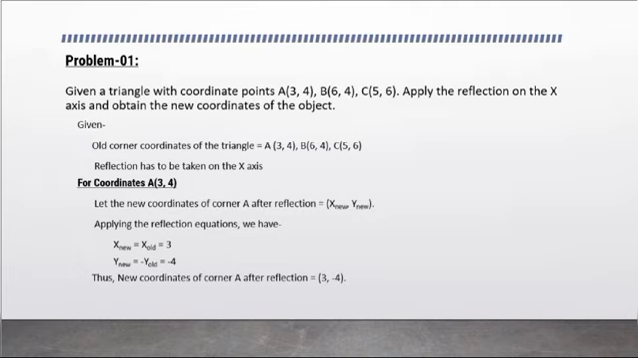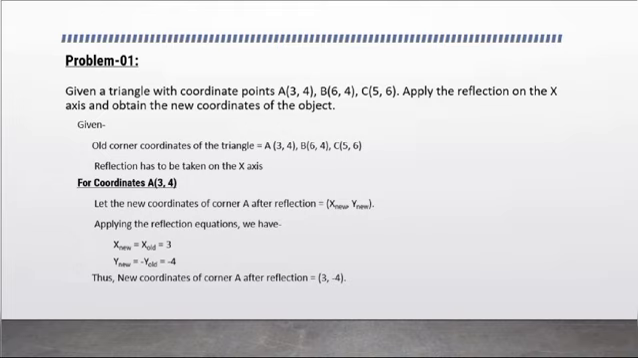Now, let's discuss a problem. Given a triangle with coordinate points A (3, 4), B (6, 4), C (5, 6). Apply the reflection on the x-axis and obtain the new coordinates of the object. Here, from the question, it is given that we want to apply reflection about x-axis.